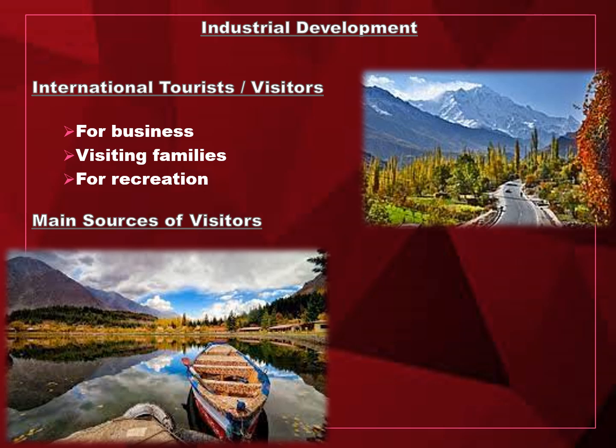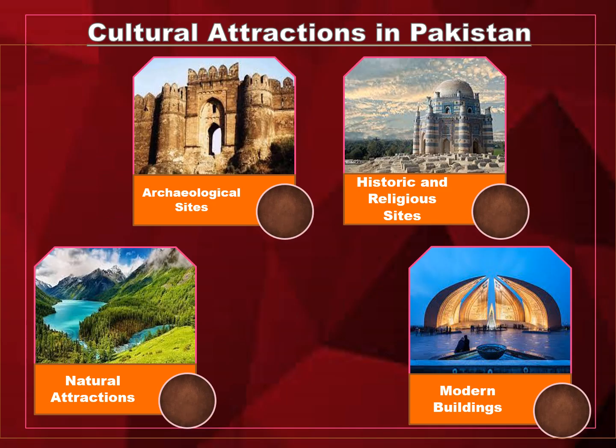friends or relatives. So if we talk about the cultural attractions in Pakistan, we have archaeological sites like Mohenjo-daro, Harappa, and Taxila, historic and religious sites like forts, like Lahore Fort, mosques, tombs. So these are the important sites. Then different natural attractions like passes, Khyber Pass, Kaghan Valley, Swat Valley.